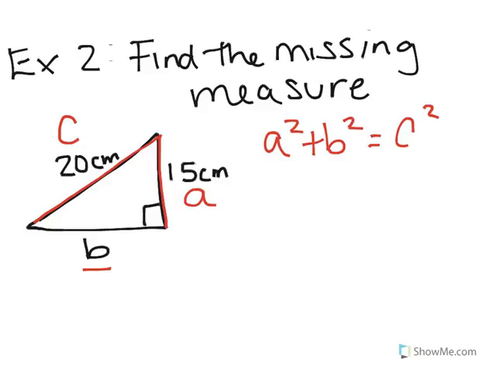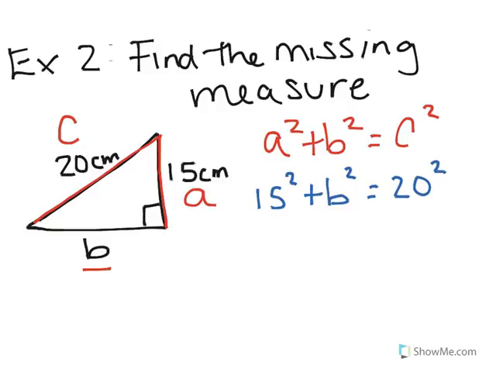So let's plug our numbers into our equation. a is 15, so we have 15 to the second power, 15 squared, plus b squared. We don't know what b is, so we have to leave b squared here. And that's going to equal 20 to the second power, or 20 squared. So I plug that in. Now let's work out this problem.